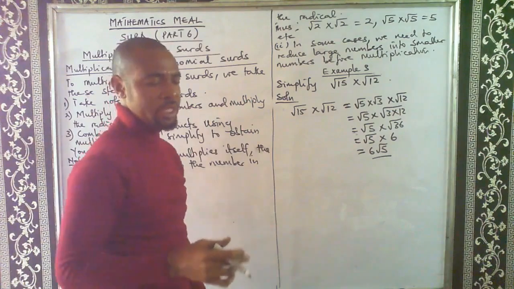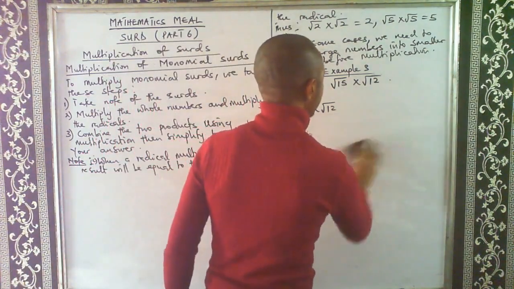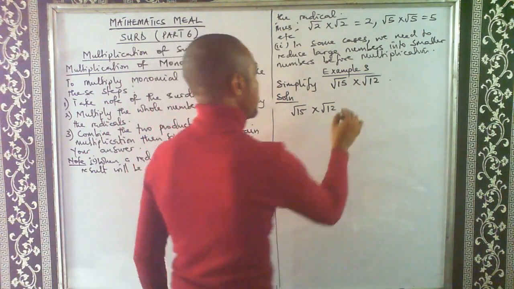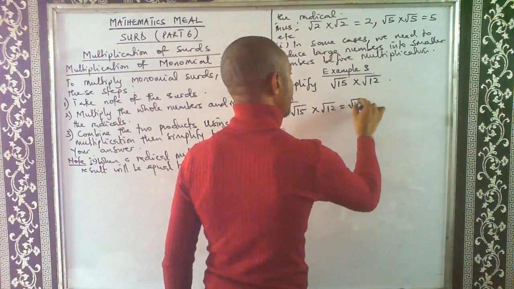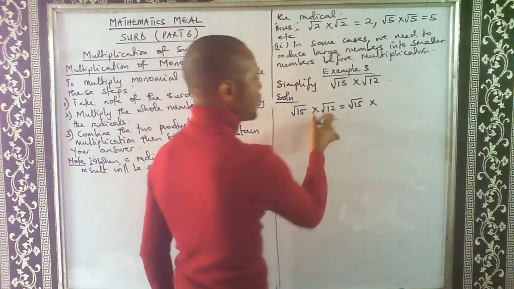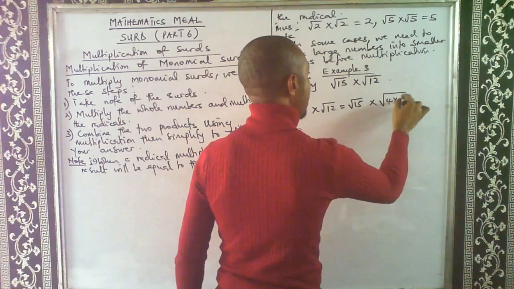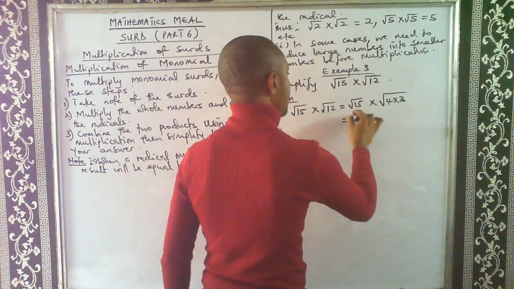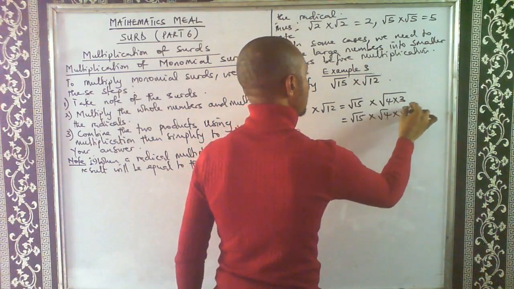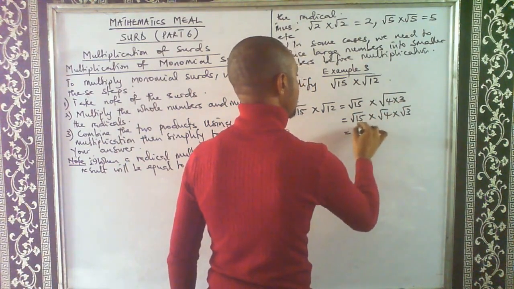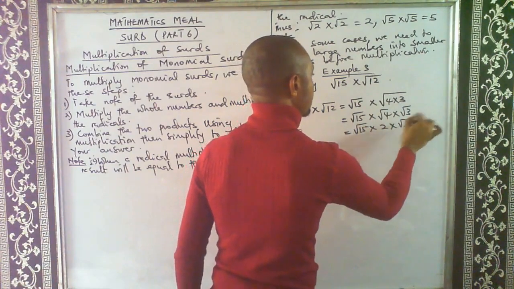So many ways of handling this. You can still decide again on your own to break this in this form. Square root of 15 times, express this one in basic form first. So we have square root of 4 times 3, which is square root of 15 times square root of 4 times square root of 3. Square root of 4 is 2. Square root of 15 times 2 times square root of 3.